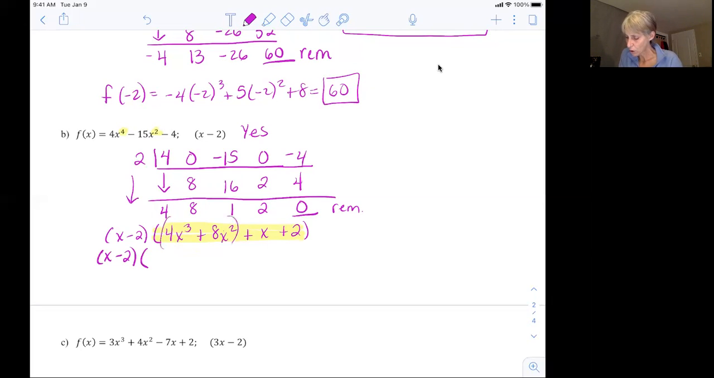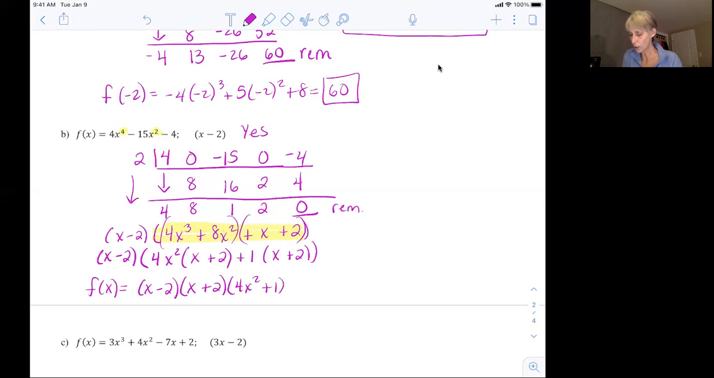Group together my first two terms, group together my last two terms. Factor out 4x squared, that's my GCF, and I get x plus 2. And in the second set, I'm going to factor out a 1, and I'm left with x plus 2. And now I can go ahead and factor out the x plus 2, and group together my leftover terms. We reviewed the grouping earlier in the year, so you should be familiar with it. So now I have my function in factored form.